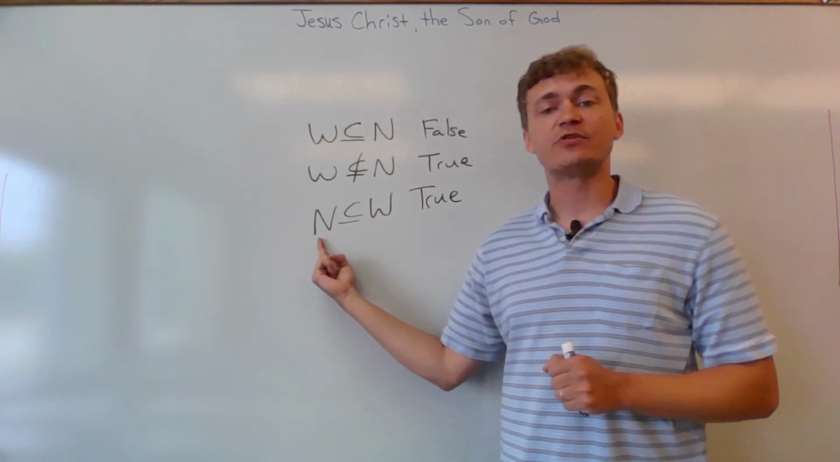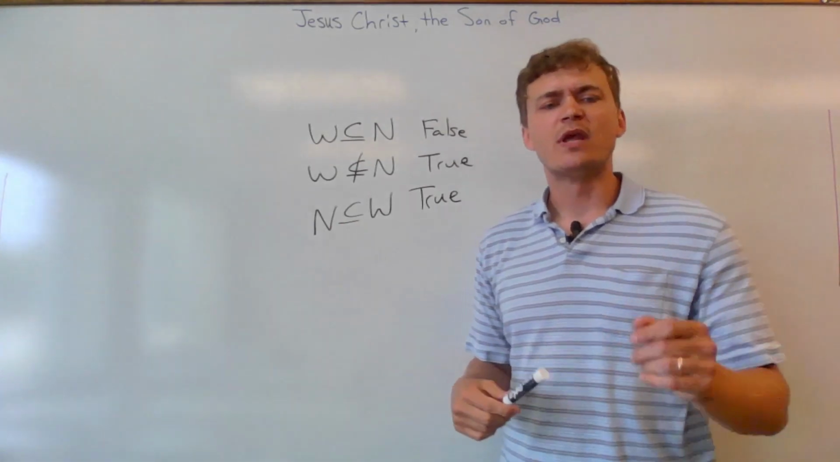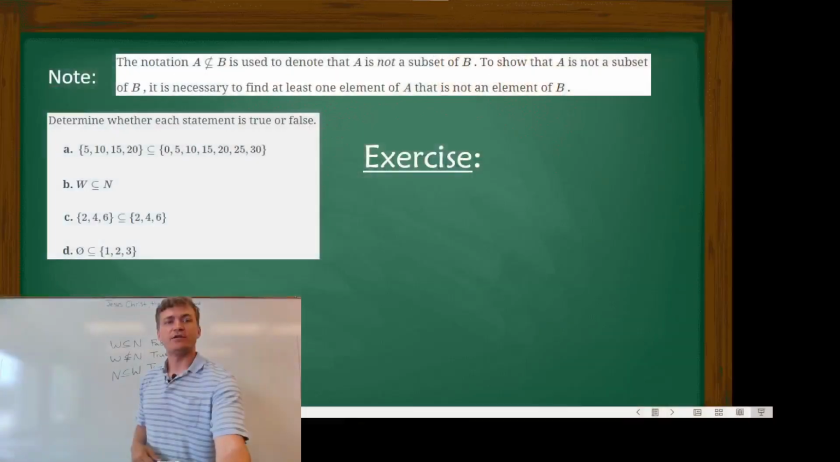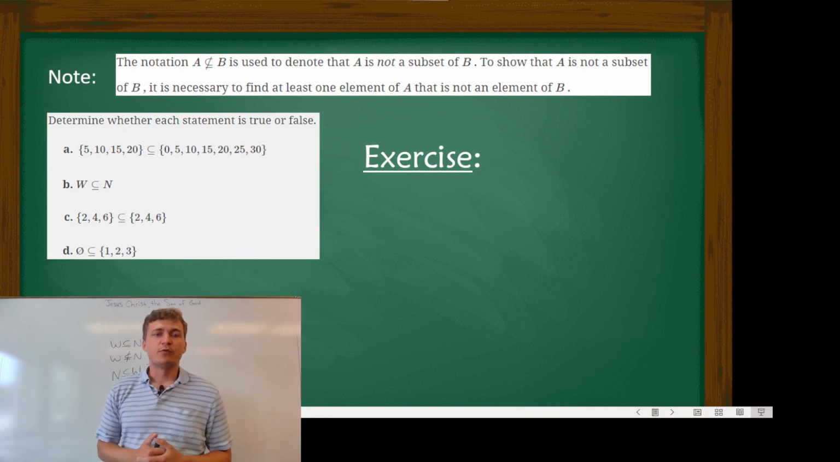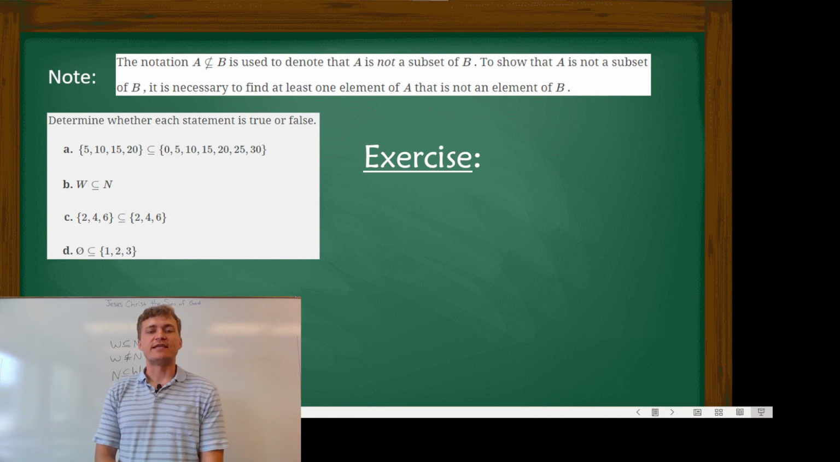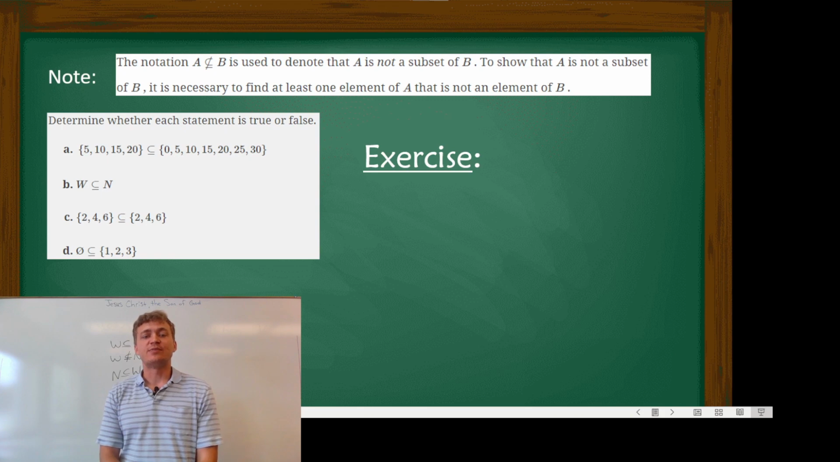Every number that's a natural number is also a whole number. Let's go back to that page with our examples here. Look at part C, asking the question, is the set with elements 2, 4, and 6 a subset of the set with elements 2, 4, and 6? Well, let's take a look at that, right? They're the exact same. Go back to the video and see that every set is a subset of itself. So C, we have a true statement.